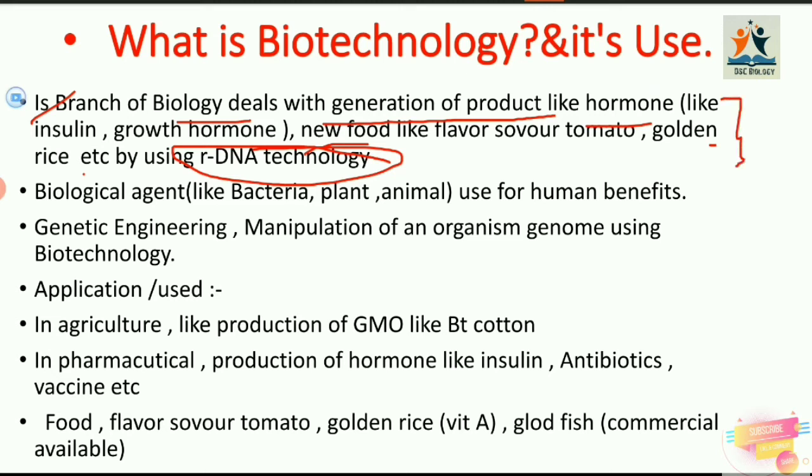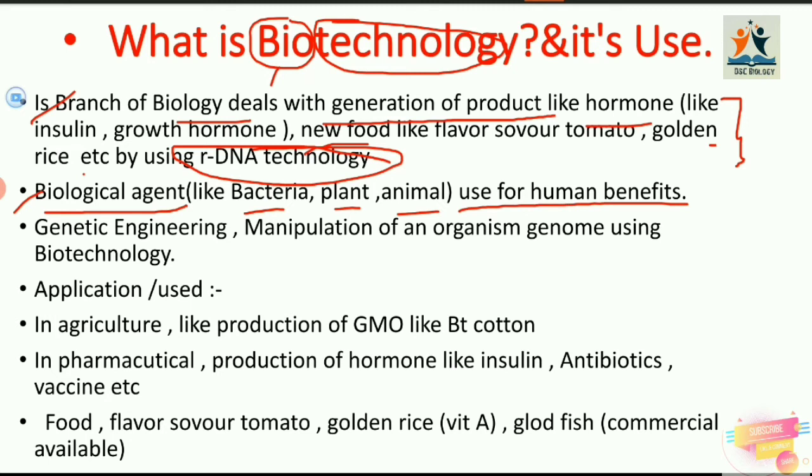Okay, next point is the biological agent used for human benefits. In biotechnology, the words bio and technology, here we use technology on an organism and we modify the organism, and that modified organism gives us a product that is useful for us. So we use biological agents like bacteria, plants and animals. We modify them, we genetically change them, and they give us a product used for human benefits.